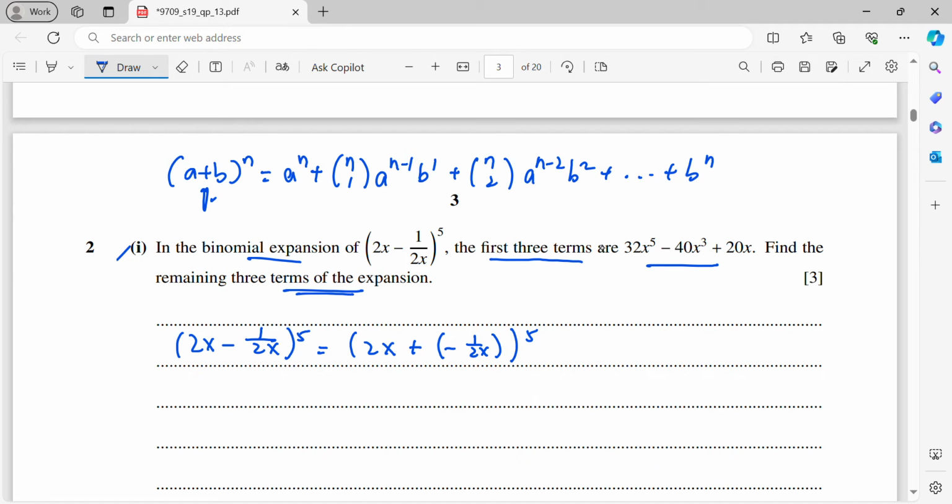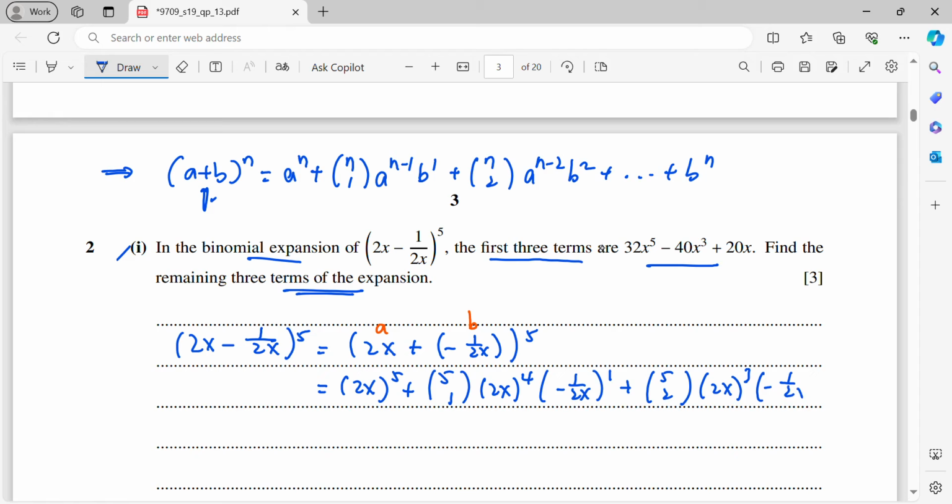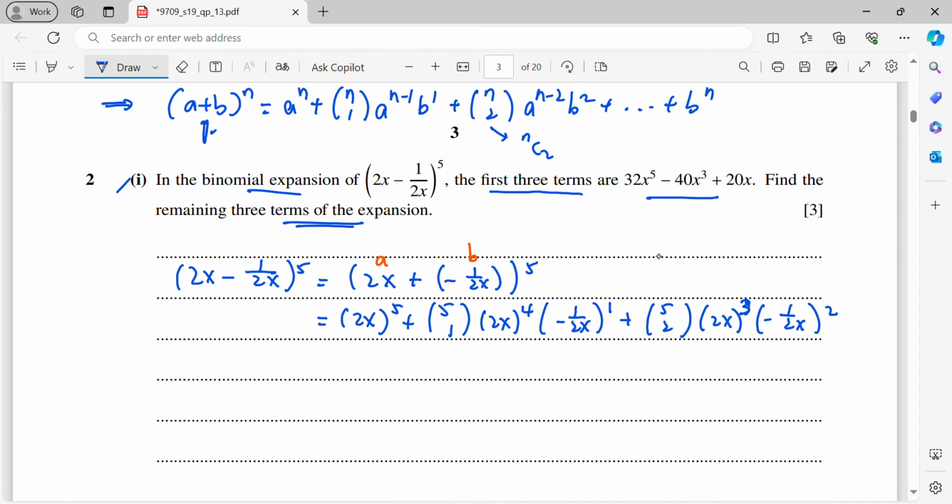Now my a is 2x, and my b is negative 1 over 2x. Just use the binomial expansion formula. That is (2x)^5 plus 5C1 (2x)^4 (negative 1 over 2x)^1 plus 5C2 (2x)^3 (negative 1 over 2x)^2. For information, 5C2 is the same as 5C3.